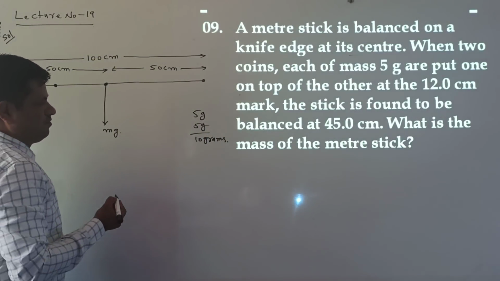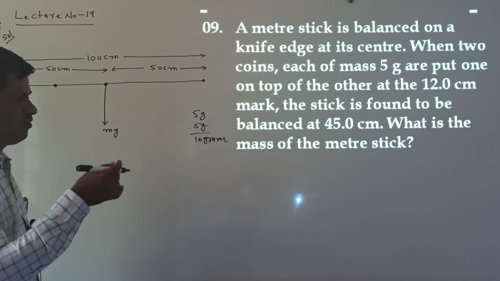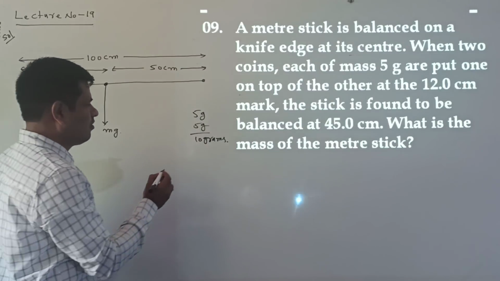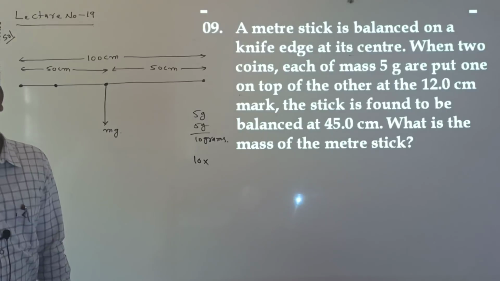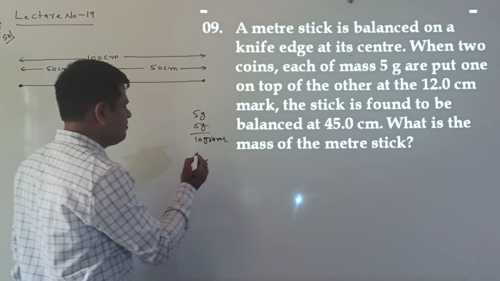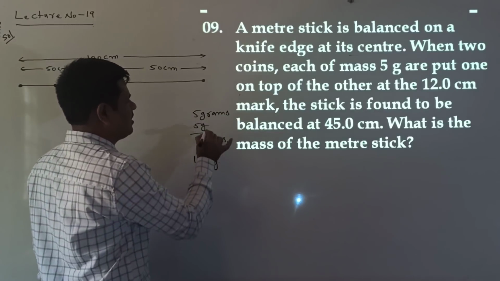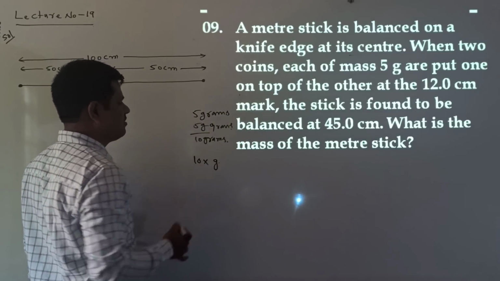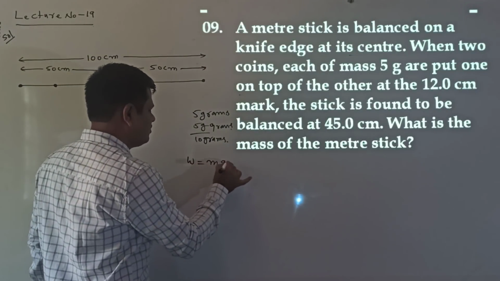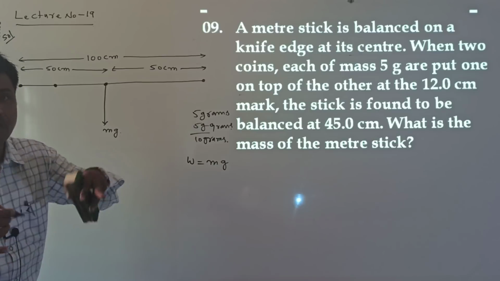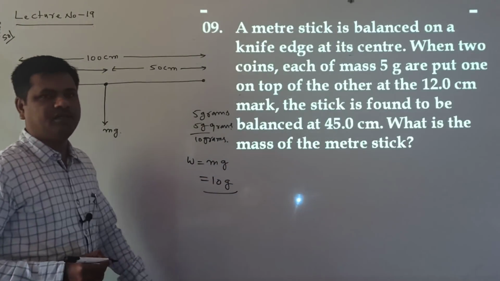I want to find the weight of this one. Weight is acting towards the earth here. So weight is equal to 10 into g. G means acceleration due to gravity. Weight can be written as W is equal to mg. Don't confuse here, this g means acceleration due to gravity. Here the weight is 10 into g.